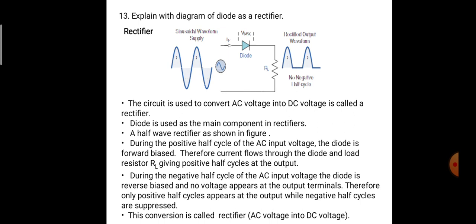During the positive half cycle of the AC input voltage, the diode is forward biased. Therefore, current flows through the diode and load resistance RL, giving positive half cycles at the output. During the negative half cycle of the AC input voltage, the diode is reverse biased and no voltage appears at the output terminals. Therefore, only positive half cycles appear at the output while negative half cycles are suppressed. This conversion is called rectification.